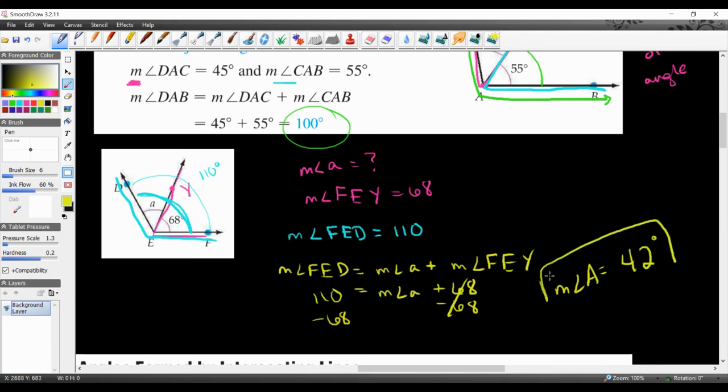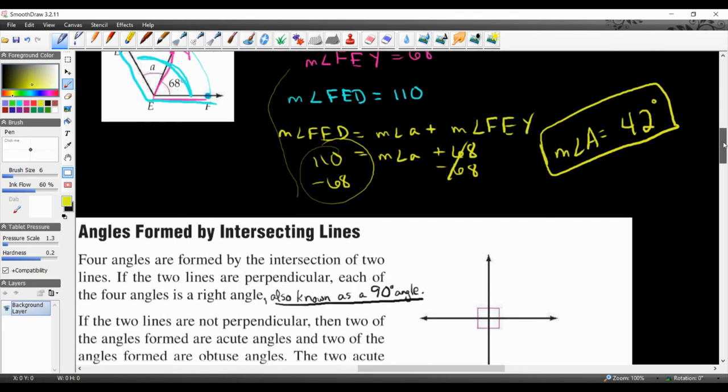Do you have to show all this work? That's what I was getting to a few seconds ago. No, you don't have to show all this work, but I do need to see at least this step right here where you subtract. And that's it for that. So let's move on. Like I said, these are pretty simple.